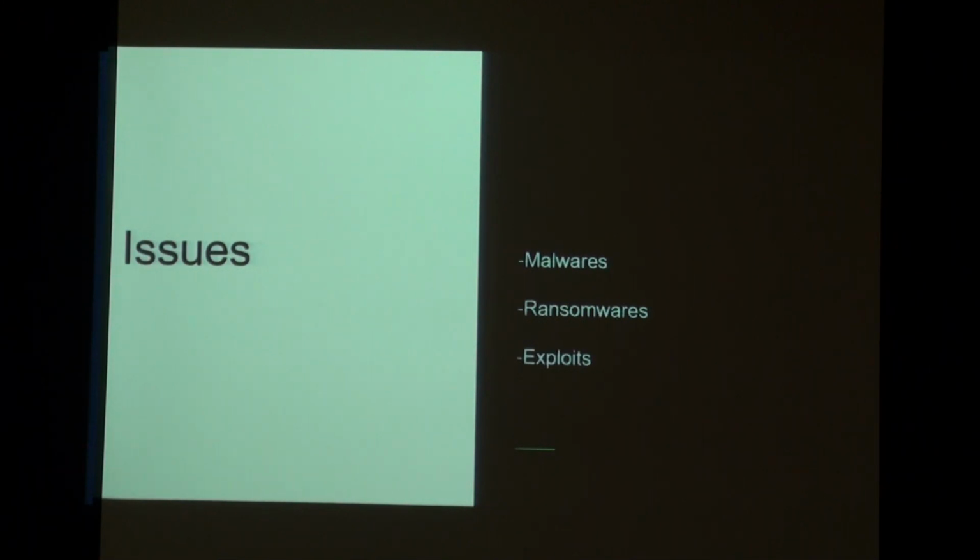So the current issues are malwares, ransomwares, and exploits. The first two: malware is malicious software that does something undesirable in our system that we don't intend the application to do. There are a lot of malwares available on the Android platform right now, and each day a lot more are being listed in many of the databases out there. So what happens is, you don't check the permissions.